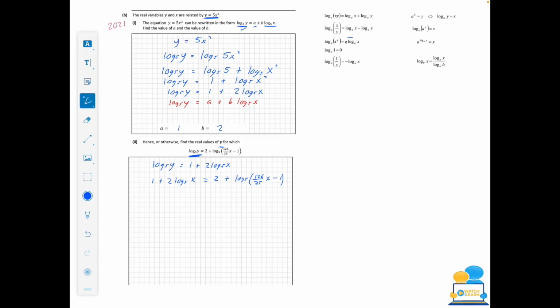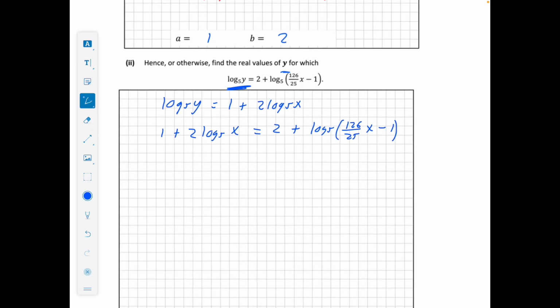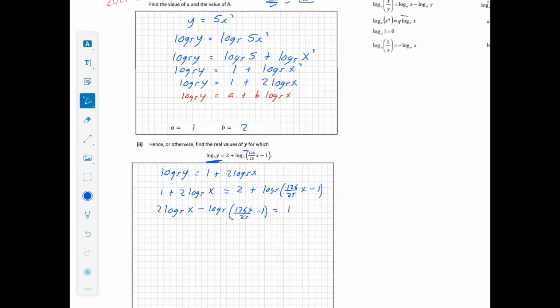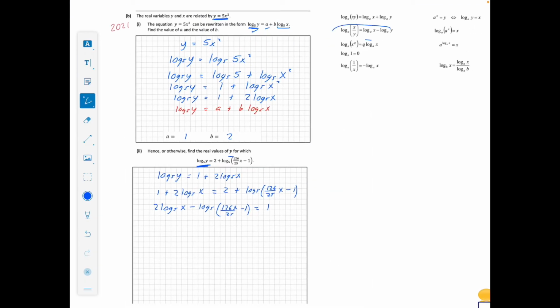Okay, now I have logs at different sides of the equal to sign, I have numbers at different sides of the equal to sign. So I'm going to tidy it up, rearrange it, so I have all my logs at one side and I have my numbers at the other side. So what I'll end up with then is 2 log to base 5 of x minus log to base 5 of 126x all over 25 minus 1 is equal to 2 minus 1, which is 1.